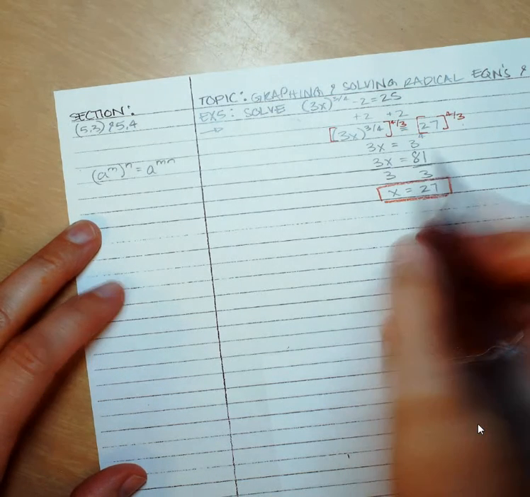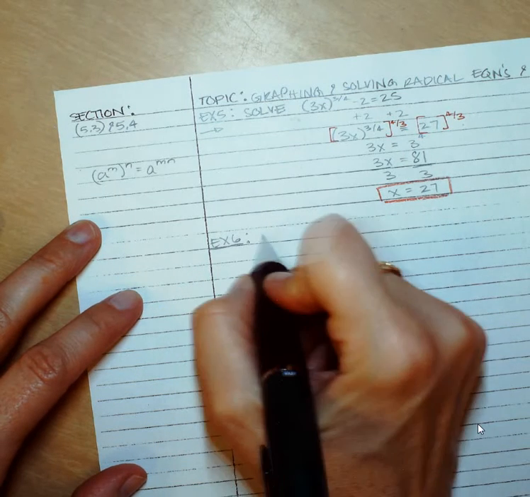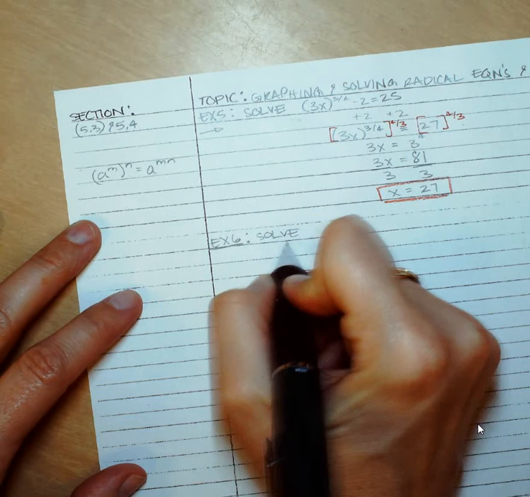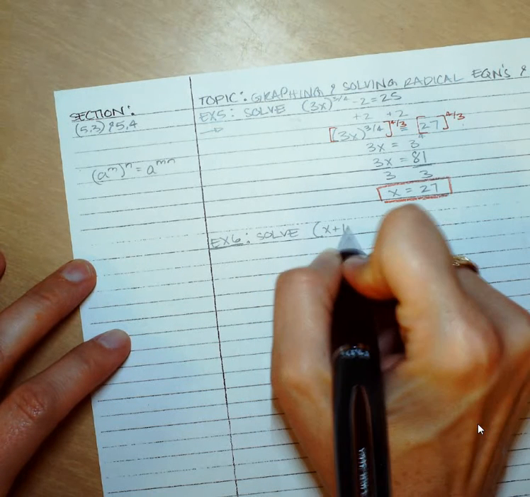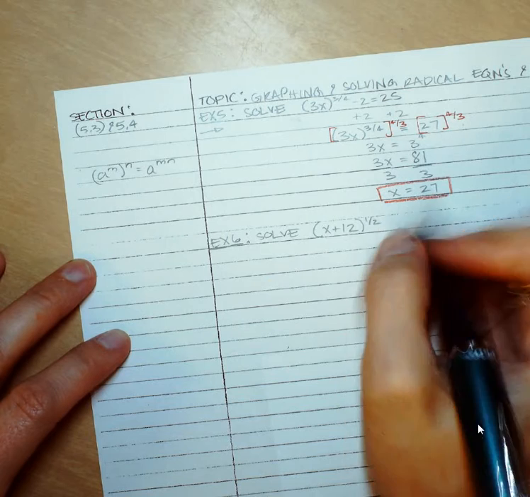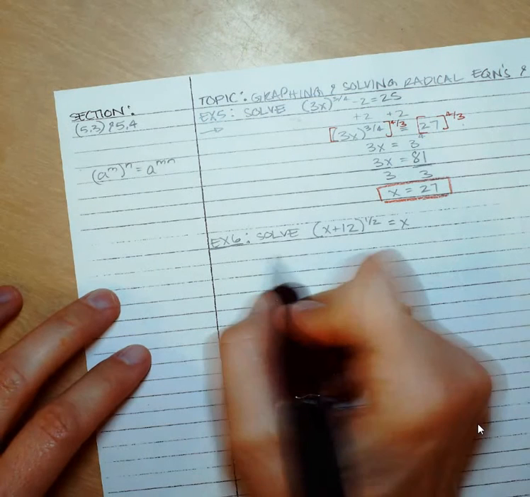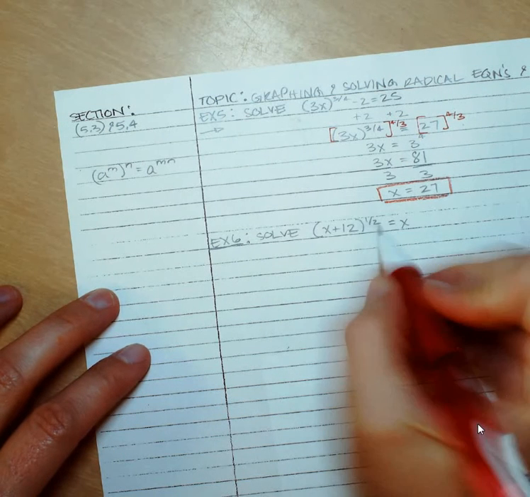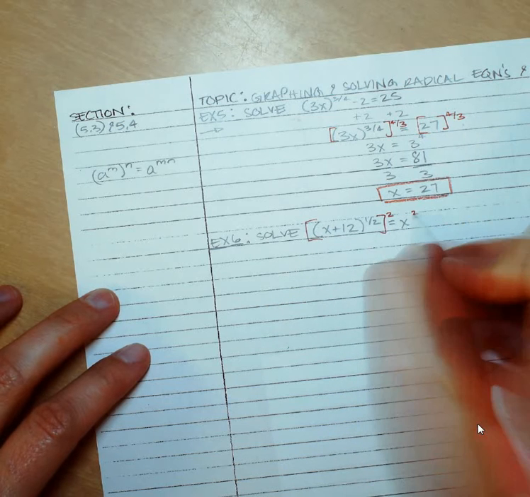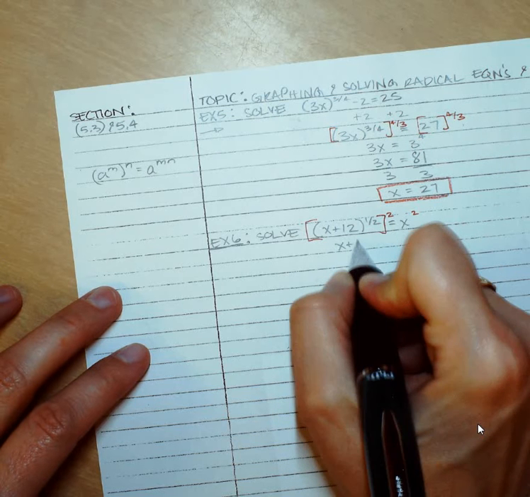Here is example 6, and then we'll have you try it. Same idea. So it's the quantity x plus 12 to the 1/2 power equals x. So I'm going to raise both sides to the 2nd power, because the reciprocal of 1/2 is 2. And that gets me just x plus 12 on the left equals x squared on the right.